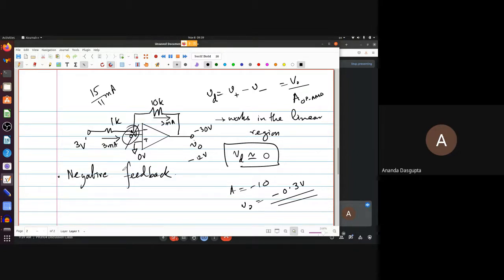And then you can also figure out what the voltage here will be. It will not be 0 volts. To figure this out, what you need is the drop across the 1K resistance, which of course is 15 by 11 volts. 15 by 11 milliamperes flowing through 1K will be 15 by 11 volts, and that is the drop across 1K. So the voltage here will be 3 volts minus 15 by 11.